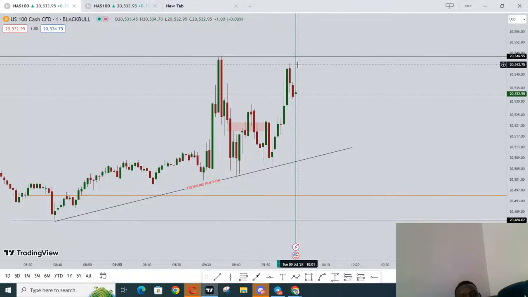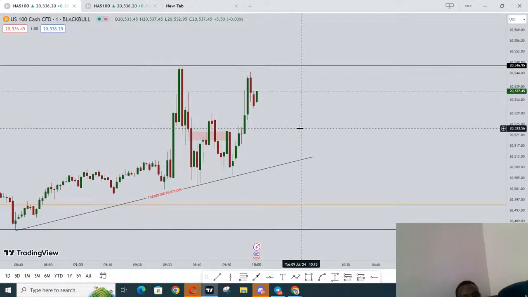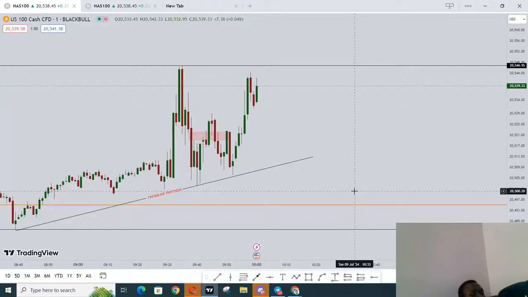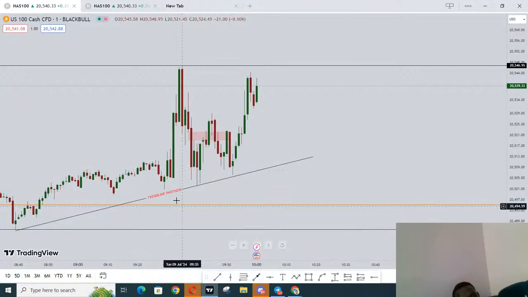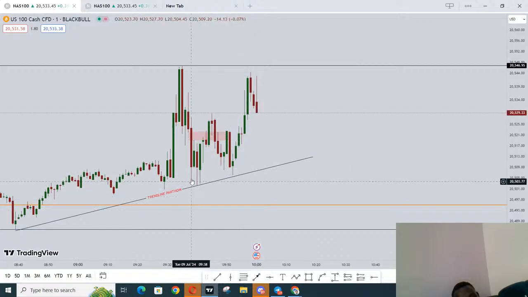So this is the news. Don't mind all these lines, all these drawings, okay? I normally don't keep a lot of markings on my chart.